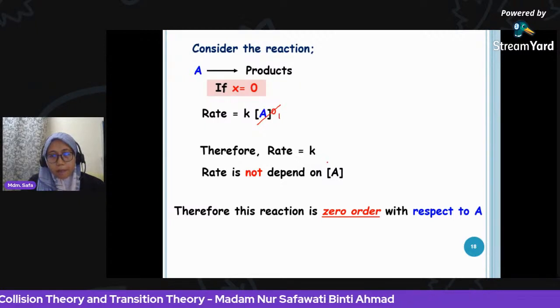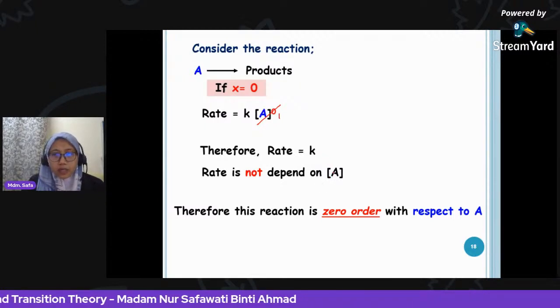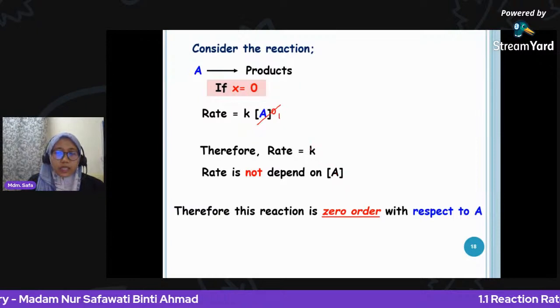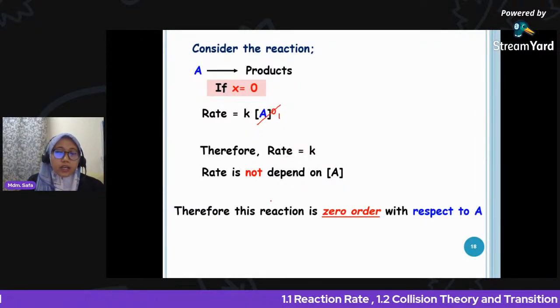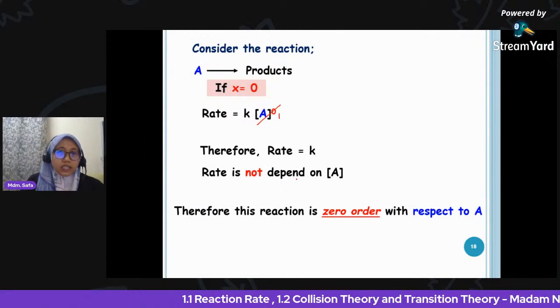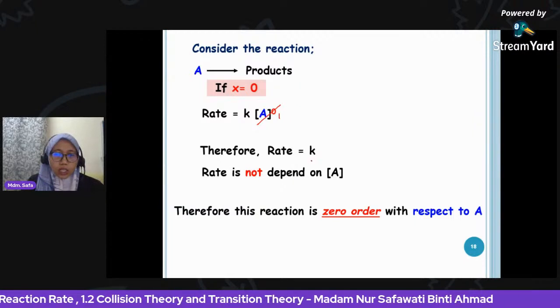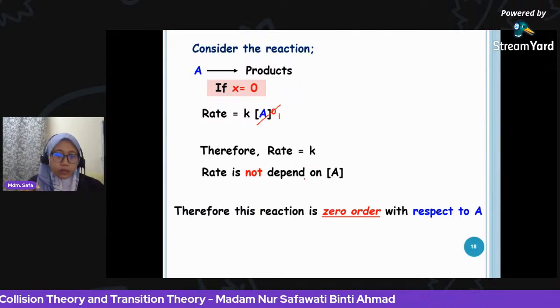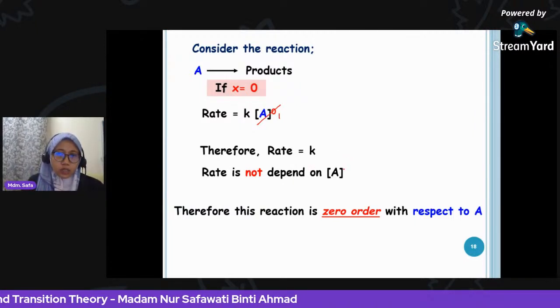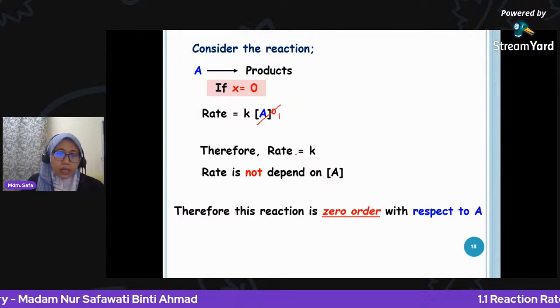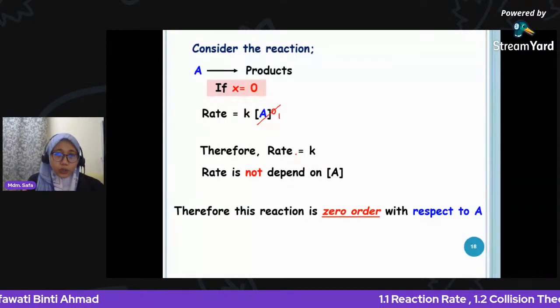Okay, kita tambahlah, kita multiply lah banyak mana concentration A, so dia tak ada effect pun pada rate. Okay, so that means the reaction is 0 order with respect to A. Okay, so kalau kita tengok apa-apa yang kita multiply double ke triple ke that concentration, and then tak ada effect pada rate, that means it is 0 order.